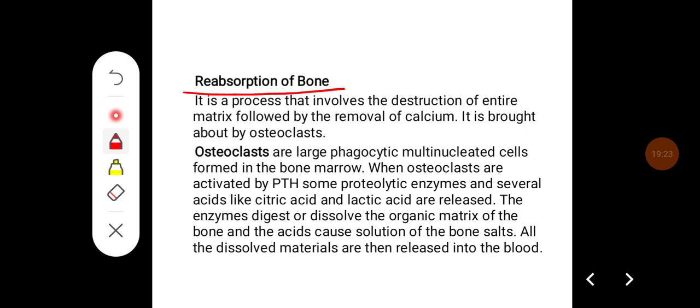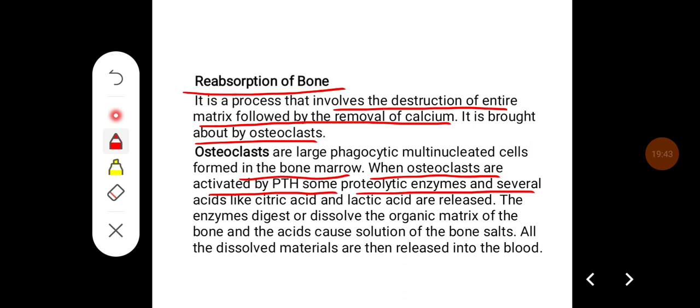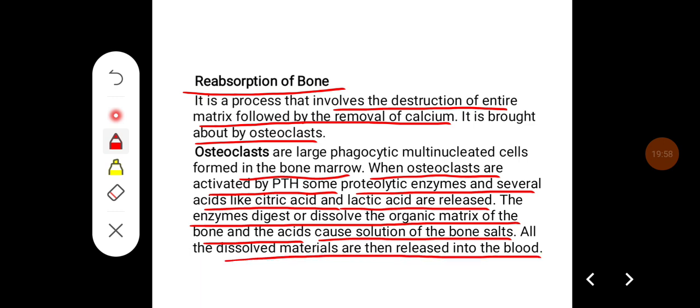Reabsorption of the bone. It is a process that involves destruction of the entire matrix followed by removal of calcium. It is brought about by osteoclasts. Osteoclasts, as we had discussed, are phagocytic multinuclear cells formed in the bone marrow. When osteoclasts are activated by PTH, some proteolytic enzymes and several acids like citric acid and lactic acid are released, and enzymes digest or dissolve the organic matrix of the bone, and acids cause solution of the bone salts. All the dissolved materials are then released into the blood.